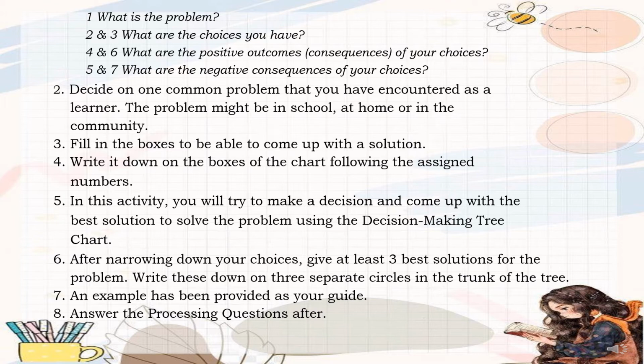6. After narrowing down your choices, give at least 3 best solutions for the problem. Write these down on 3 separate circles in the trunk of the tree. 7. An example has been provided as your guide. 8. Answer the processing questions after.